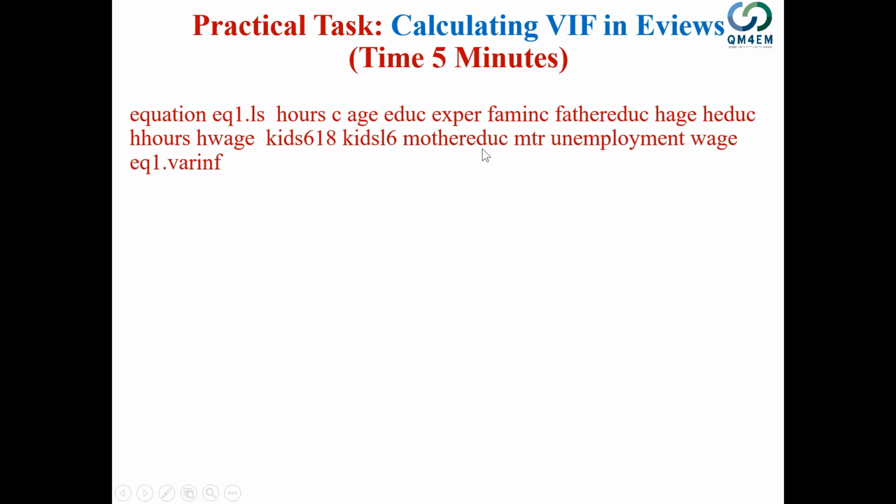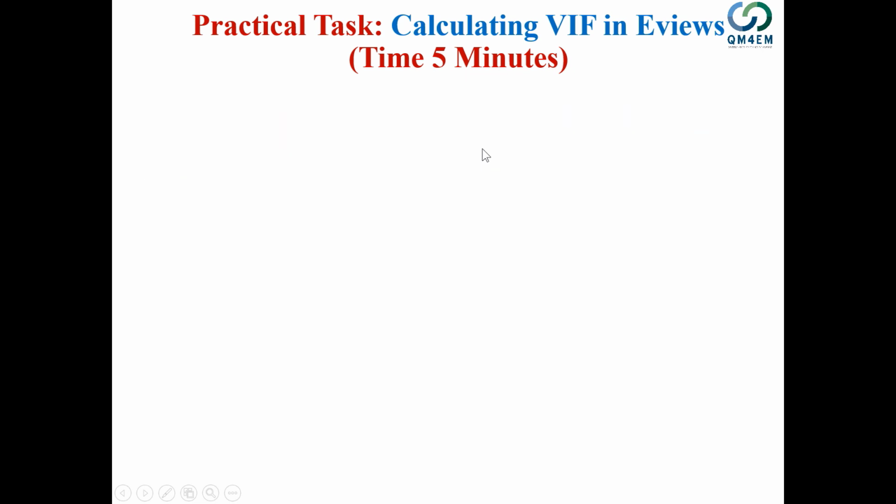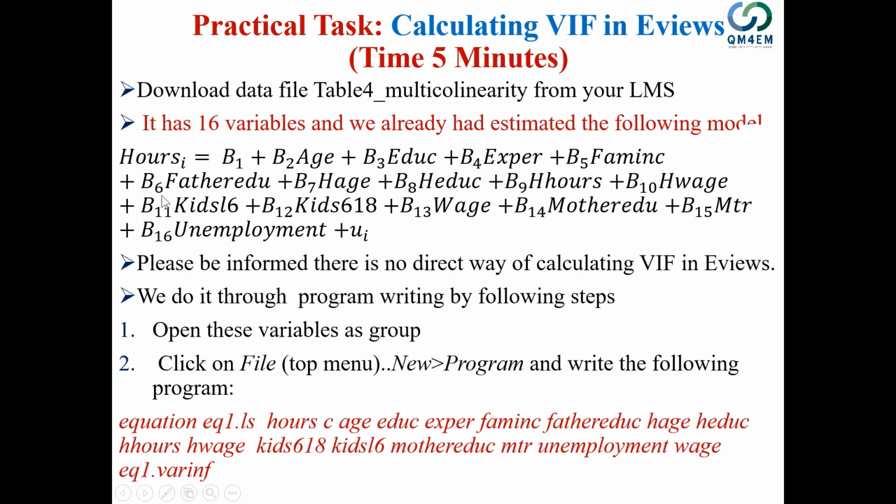So let's go back. What I'm telling EViews is that equation 1, this one, is equal to this whole model. Hours being regressed on constant. So hours, the first dependent variable, then the constant, then the age, then the education, and similarly experience, family income, and all the remaining variables.